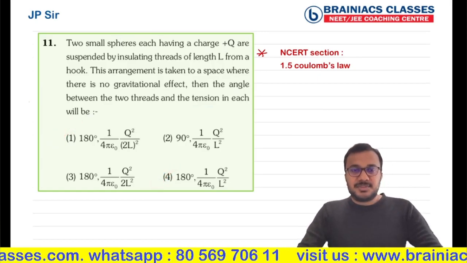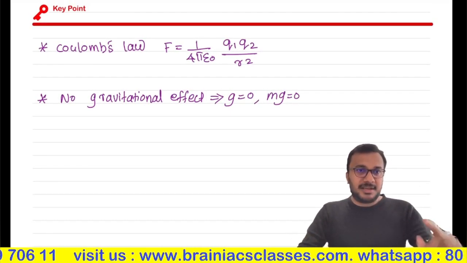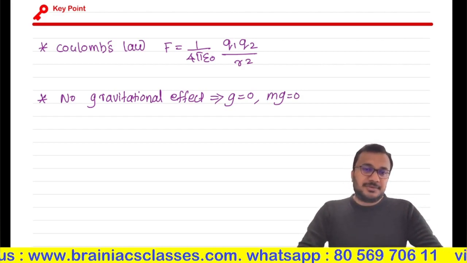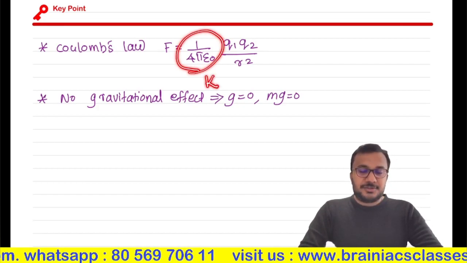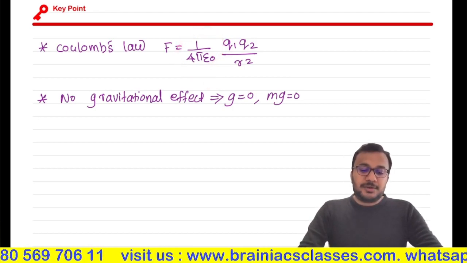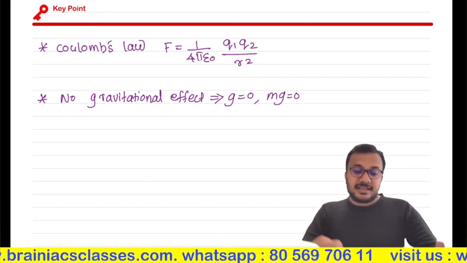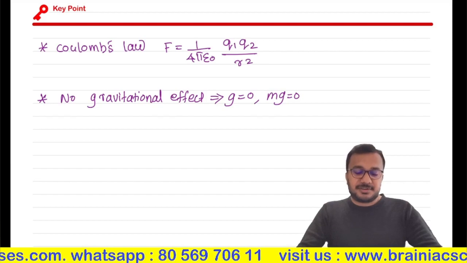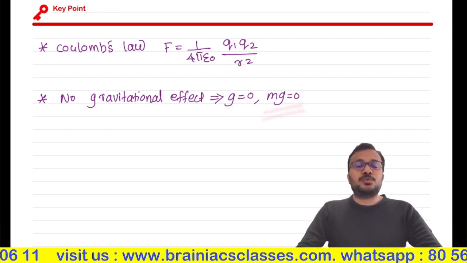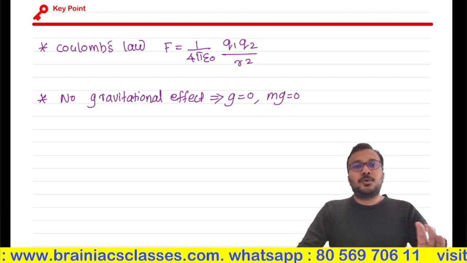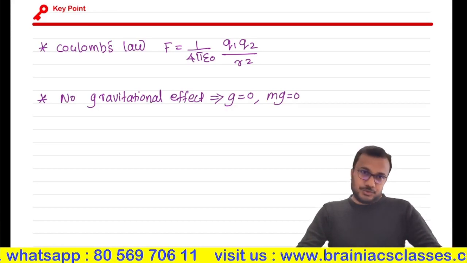Okay, so let's learn some theory behind this one. The key point behind this question is Coulomb's law. You know, F is equal to 1 by 4 pi epsilon 0, which normally we have written as K, as we learned in the first part of the video, times Q1 Q2 by R square. And the second one is no gravitational effect, which is the second hint given in the question. What does no gravitational effect mean? Acceleration due to gravity is equal to 0, which means mg equal to 0. These are the two key theory points we have to learn from this question.